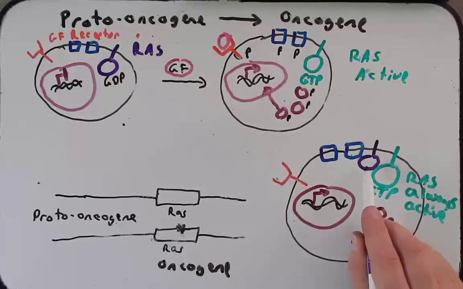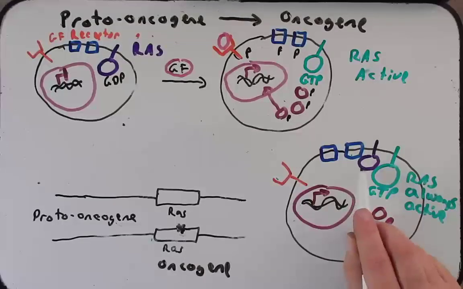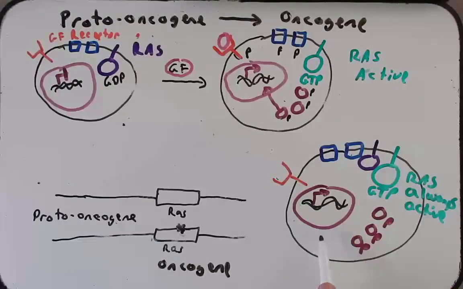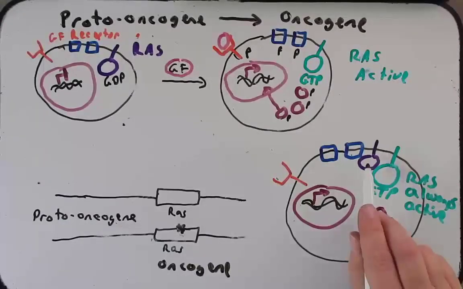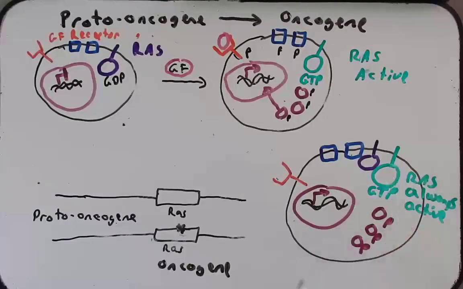The proper RAS is doing its job. It's waiting till it's activated by the growth factor before it signals the cascade. But the oncogene here doesn't care. It doesn't listen to that. It's always activating this process. And this properly regulated RAS can do nothing about it. It's gone rogue, so to speak.